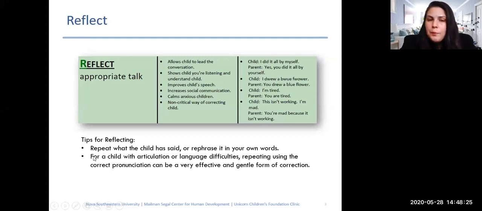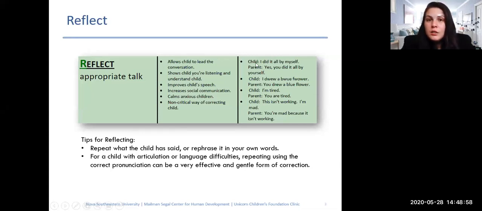So some tips for reflecting. When you think about reflecting, you want to be able to repeat what the child has said to you or rephrase it in your own words, okay? So this could be immediately repeating back what you heard, or even shortening it if you feel like it was something that can be shortened and paraphrased. So here, for a child with articulation or language difficulties, like I said, repeating it using the correct pronunciation can be a very effective and gentle form of correction.